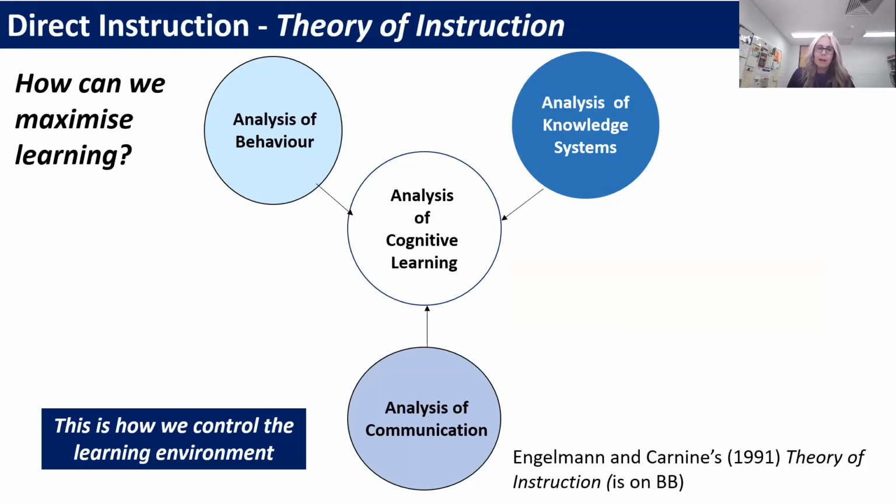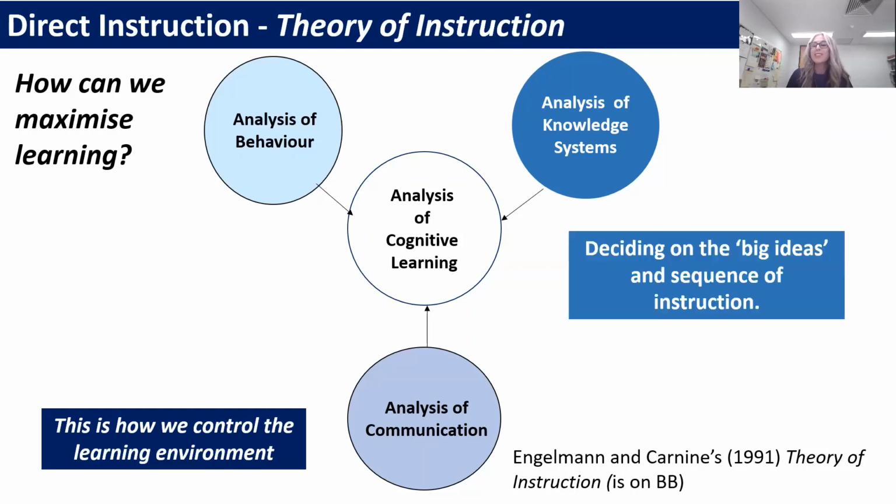So the idea with DI is you are stepping into a classroom, you are maximising learning through controlling the learning environment. And the first thing that you have to consider is, what is it you're going to teach? Now, if you are using a scripted product like Spelling Mastery, that's all done for you. But if you're doing it explicitly, you've got to think of that yourself, and that's hard for people. So you have to analyse the knowledge systems. So that's deciding on your big ideas and your sequence of instruction. And that's what I'm going to demonstrate for you around spelling today.